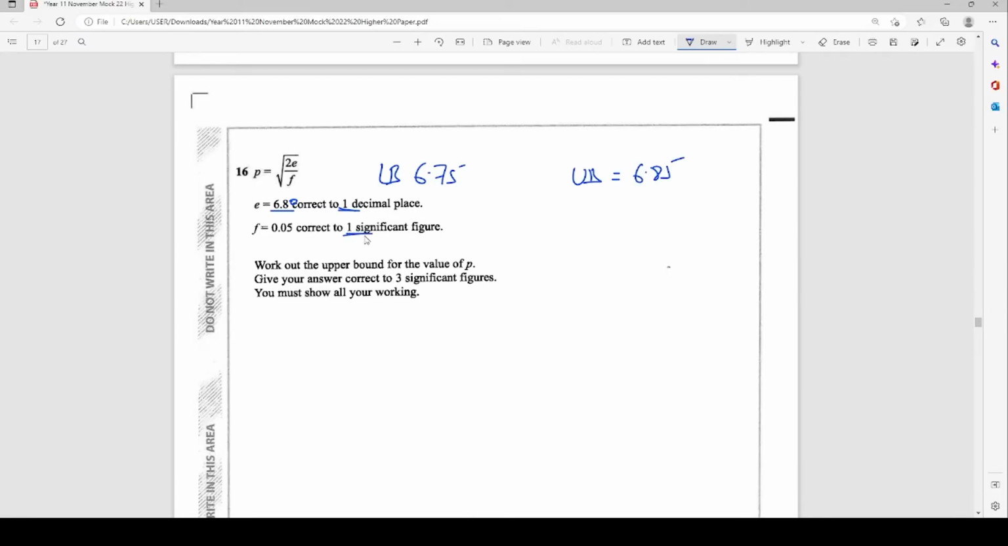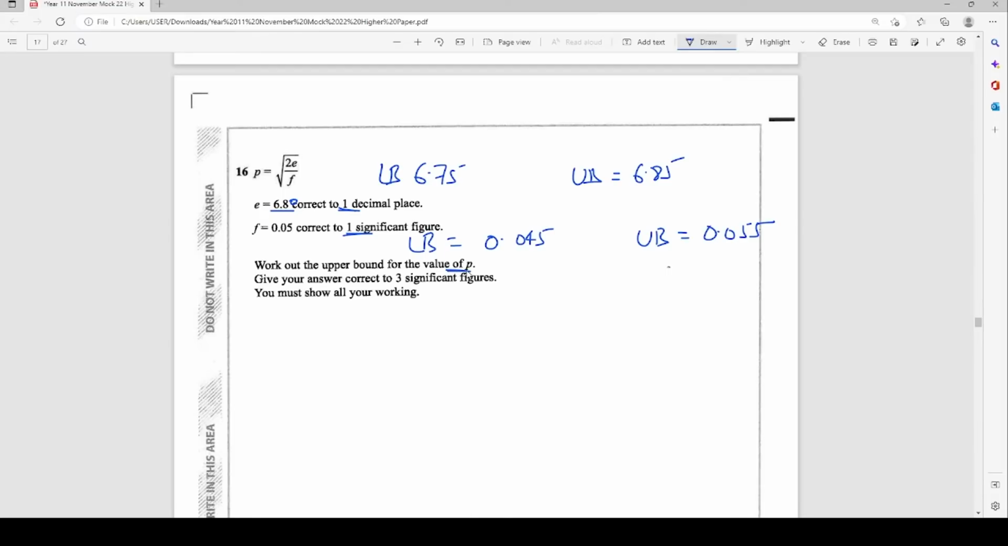Similarly, one significant figure we are looking at, so my lower bound in this case would be 0.045, and the upper bound in this case would be 0.055. Okay, work out the upper bound of the value of P.